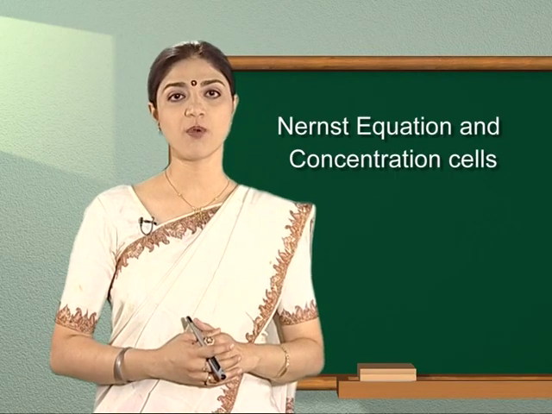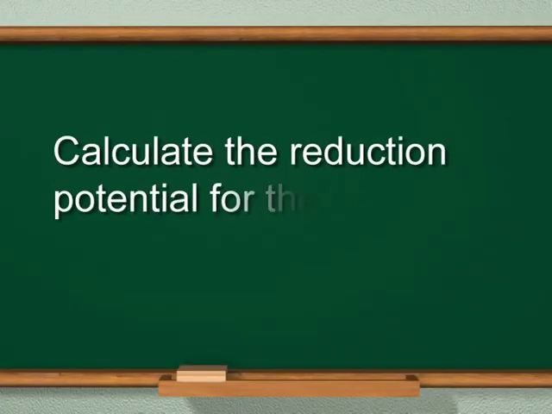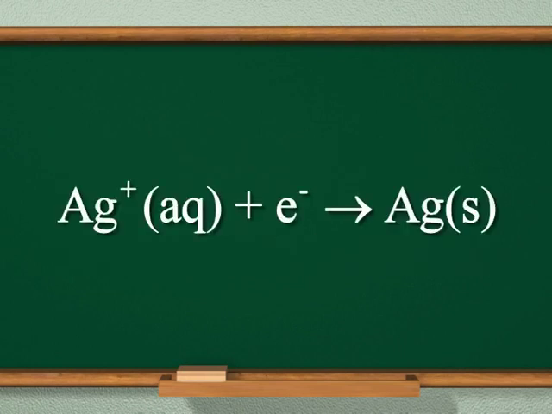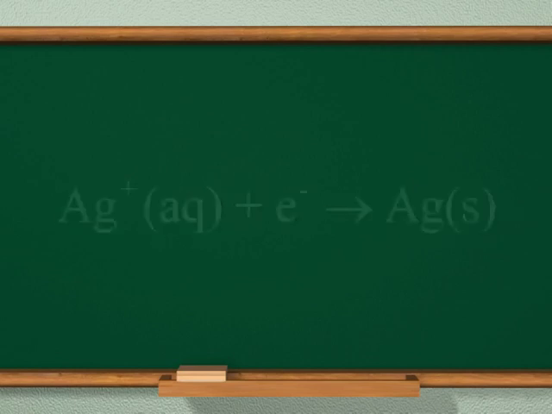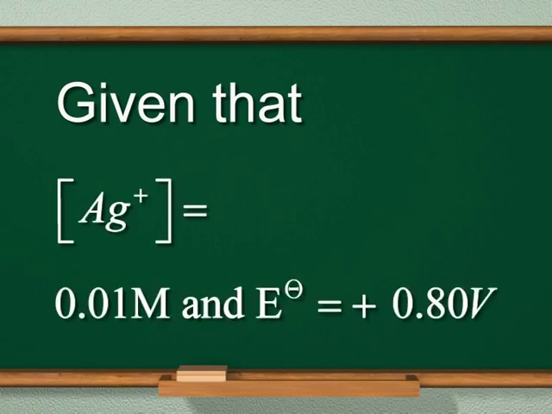Let us solve one more problem. My first question is, calculate the reduction potential for the following half cell reaction at 298 Kelvin. Silver ions accept one electron to form silver metal. Given that the concentration of silver ion is 0.01 molar and the standard electrode potential is equal to 0.80 volts.